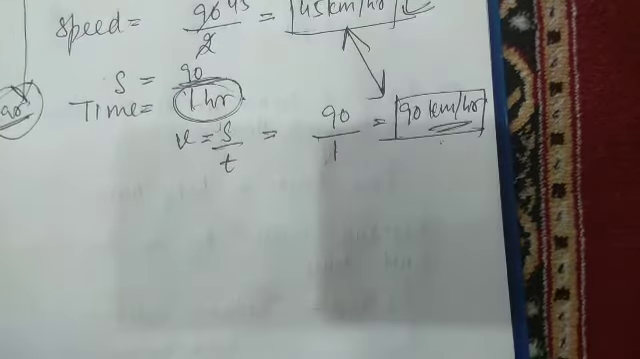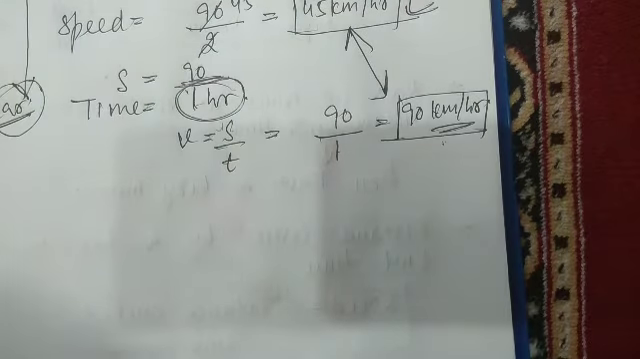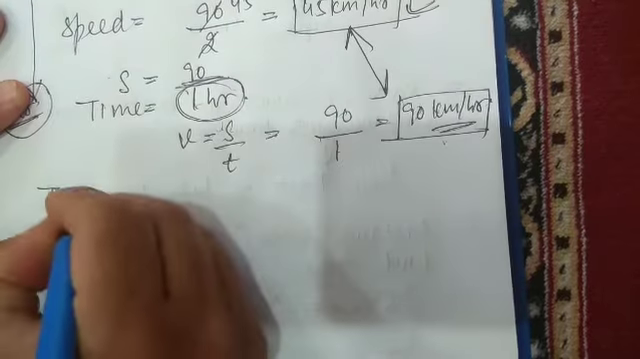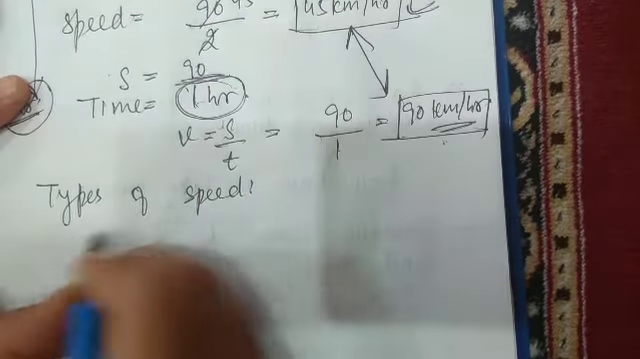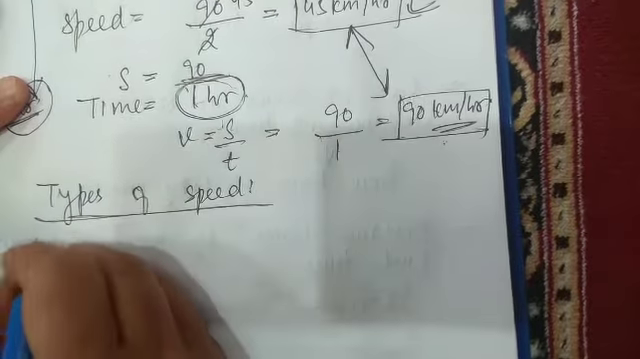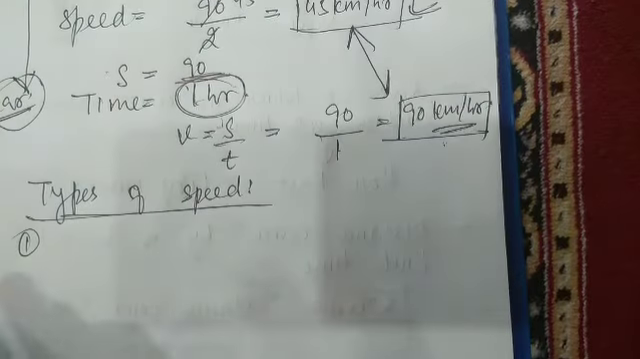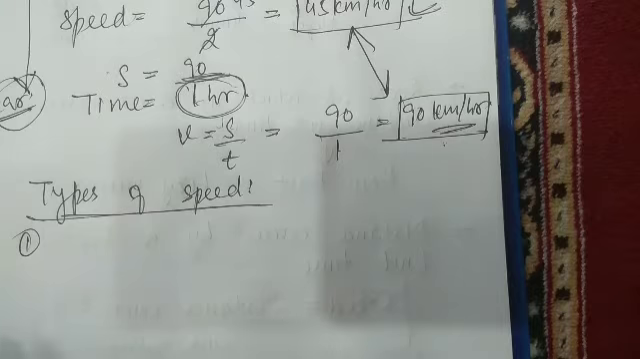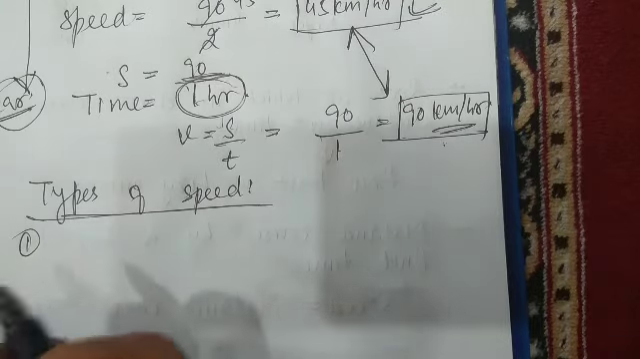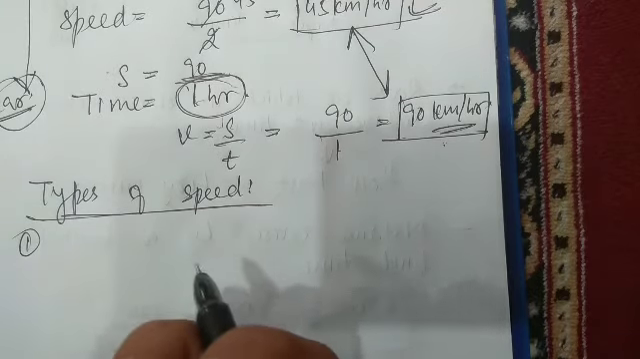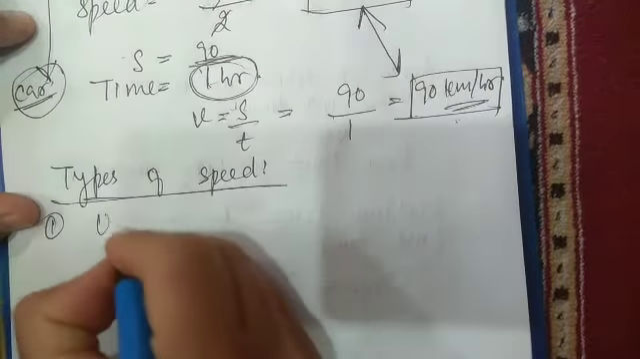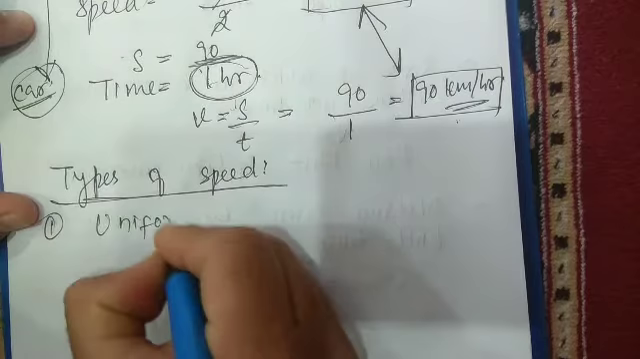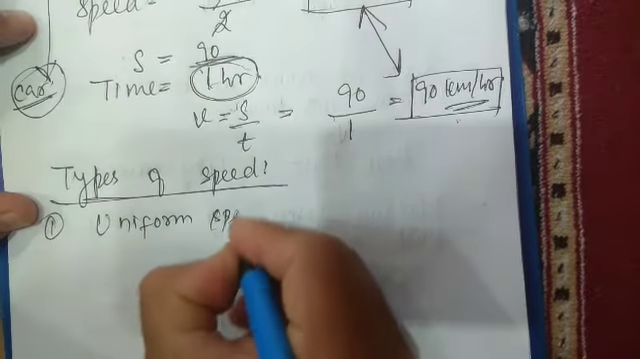Now type है speed की. Types of speed. Speed वो 4 types है usually. Uniform speed, non-uniform speed, average speed and instantaneous speed. अब यूनिफॉर्म स्पीड क्या होती है?